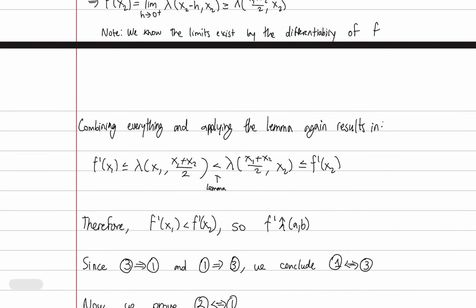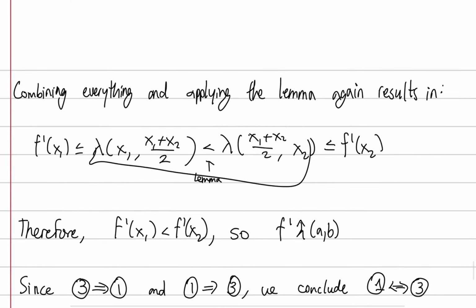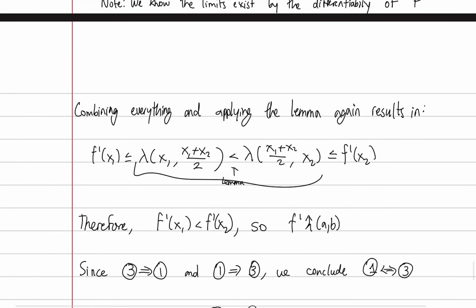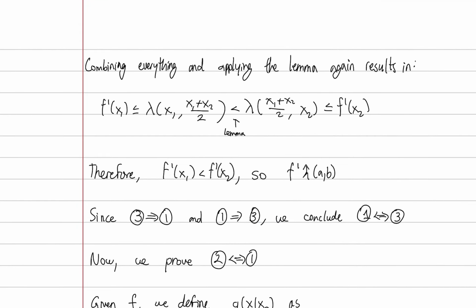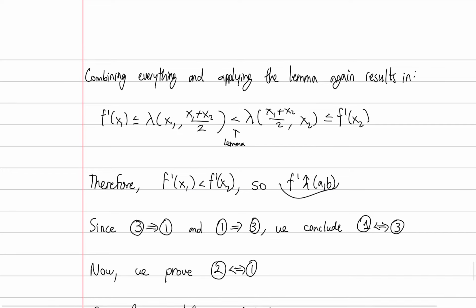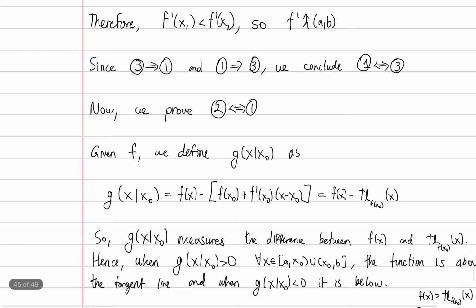Combining everything, we're going to result in the following. First, we're going to use the lemma here to get that lambda of x1 comma x1 plus x2 over 2 is less than lambda of x1 plus x2 over 2 comma x2. Hopefully it is apparent. You might want to convince yourself that this is an application of the lemma, but we know this is true and this is true. So it must follow that f prime of x1 is less than f prime of x2. But since x1 and x2 were arbitrary, f prime is increasing over the entire interval. And since now 3 implies 1 and 1 implies 3, we conclude they are equivalent for differentiable functions.